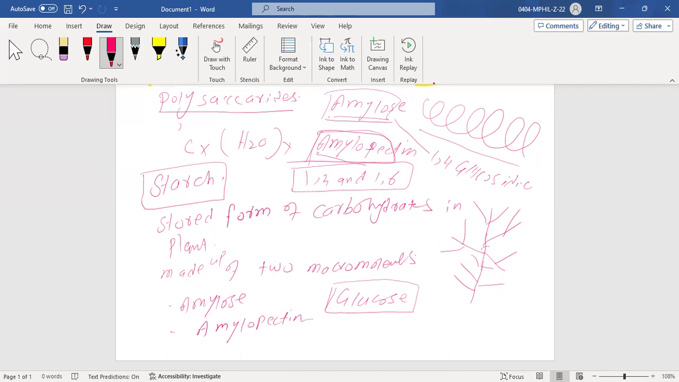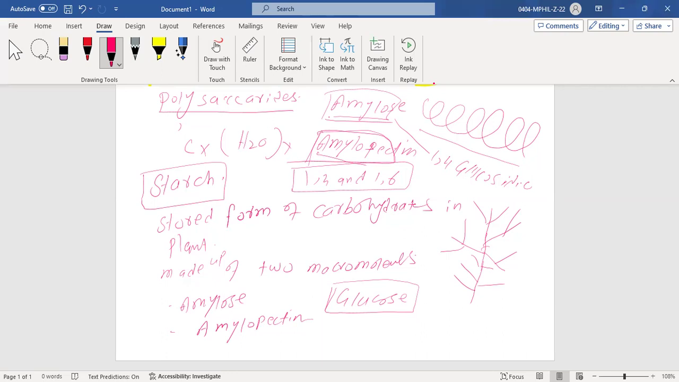Two arrangements are present in the case of amylopectin. So by the combination of amylose and amylopectin, there will be a structure that we call starch. Starch is actually the combination of amylose and amylopectin. Both are macromolecules, both are polysaccharides.